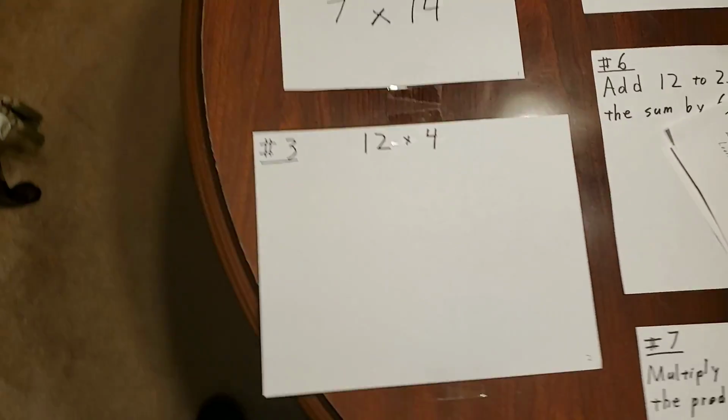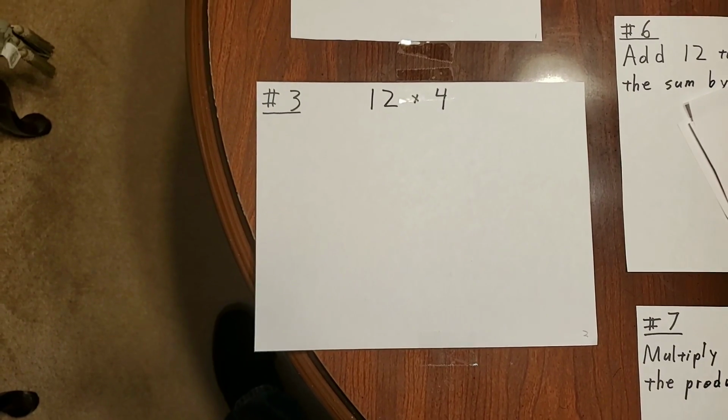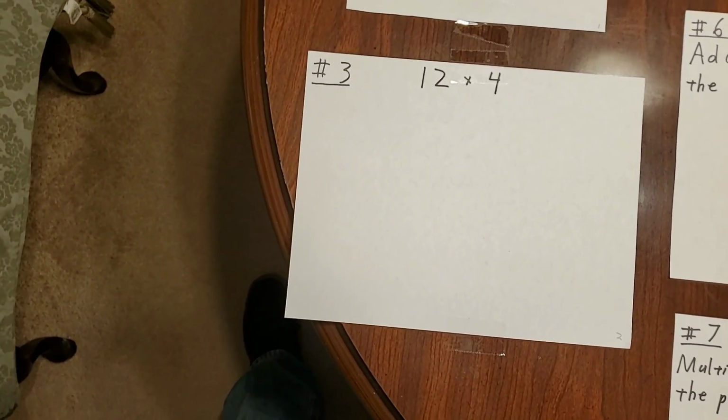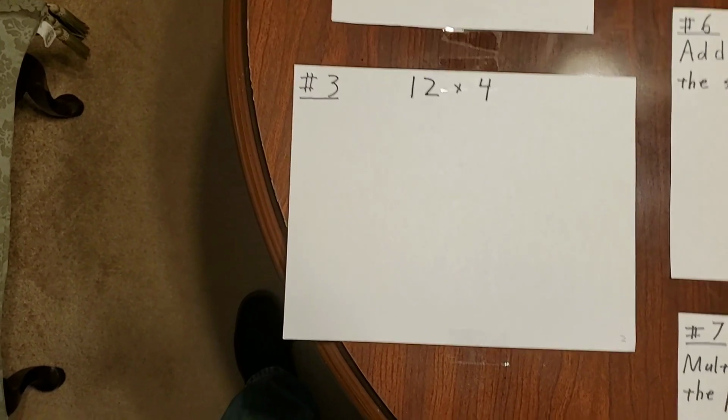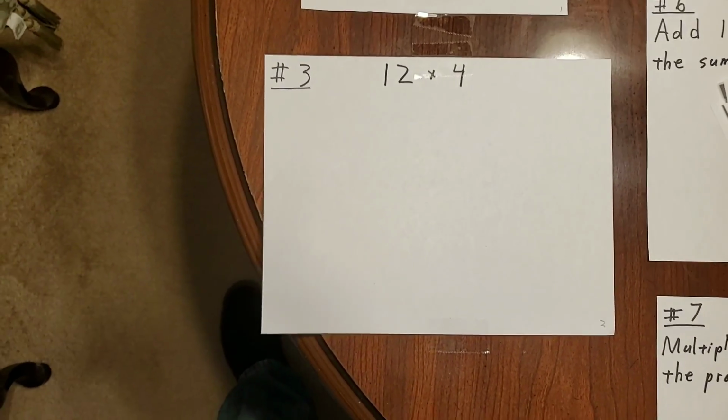Okay, let's go to our first problem. 12 times 4. So let's go ahead and take 12 times 4, and we are going to turn it into a multiplication sentence. So we got 12 times 4.